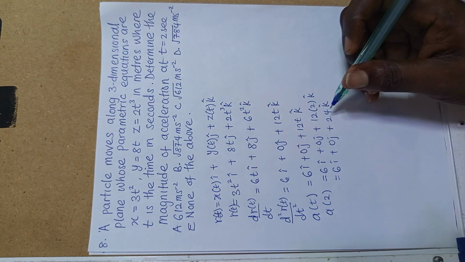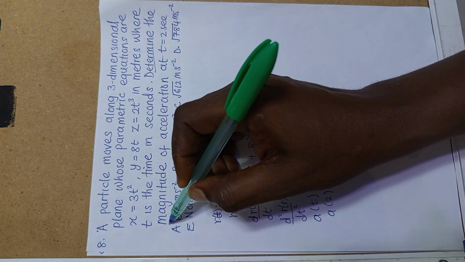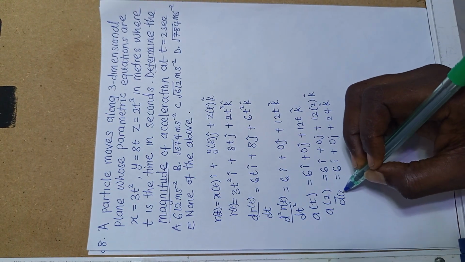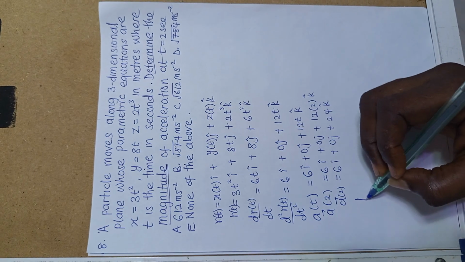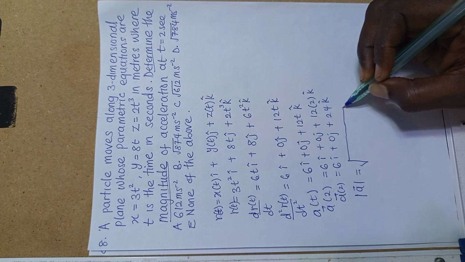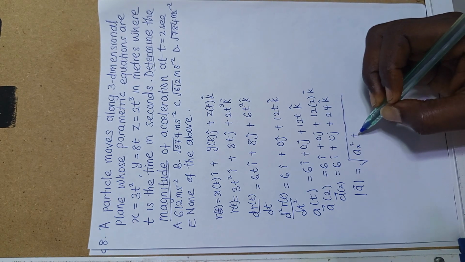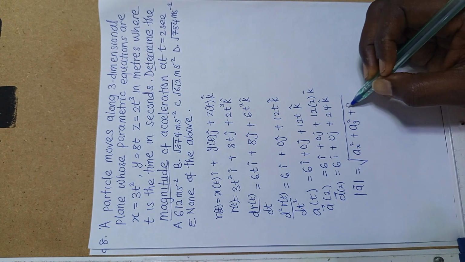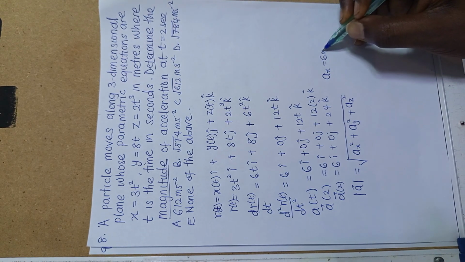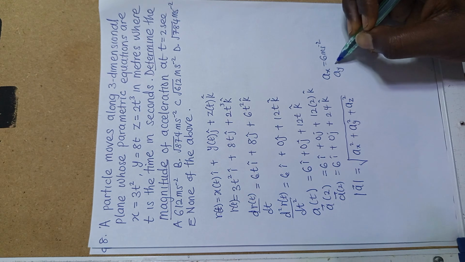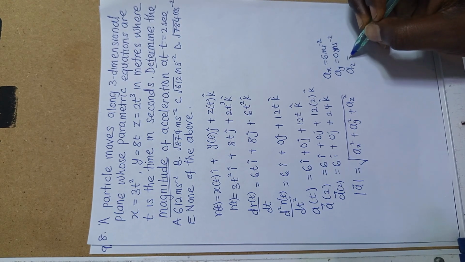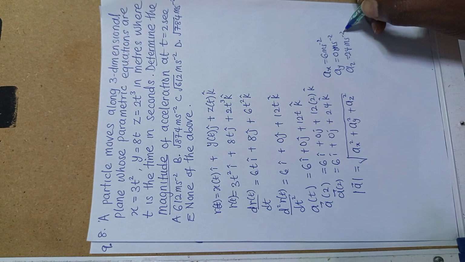Now that is not what they say we should look for. They say determine the magnitude of acceleration. So this is the vector form of the acceleration. The magnitude will be the absolute value of a, the square root of ax squared plus ay squared plus az squared. Therefore, the acceleration along x is 6 meters per second squared, along y is 0 meters per second squared, and along z is 24 meters per second squared.